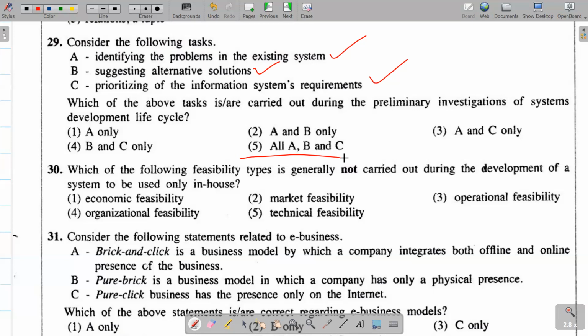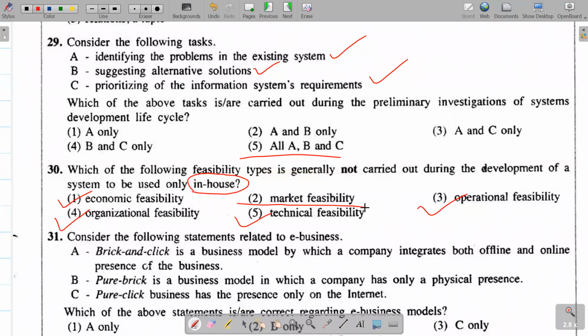Right, so 30th. Which of the following feasibility types is generally not carried out during the development of a system to be used only in-house? Okay, not carried out කියලා නේ කියන්නේ. දැන් අපි දන්න හතර දෙනා තමයි මෙතන ඉන්නේ. Economic, organizational, technical, operational. මේක in-house build එකක් කියන්නේ organization එක තුළට අදාළව විතරයි. ඒක market එකට දාන්නේ නැහැ. in-house කරනවා කියන්නේ custom develop කරලා ඒ organization එකේ වැඩ කරනවා. එතකොට market feasibility එක, ඒ කියන්නේ ඒක market එකට ගැලපෙනවද කියලා සොයා බැලීම අවශ්‍ය වෙන්නේ නැහැ. So therefore you can go for the second one, market feasibility. Right?